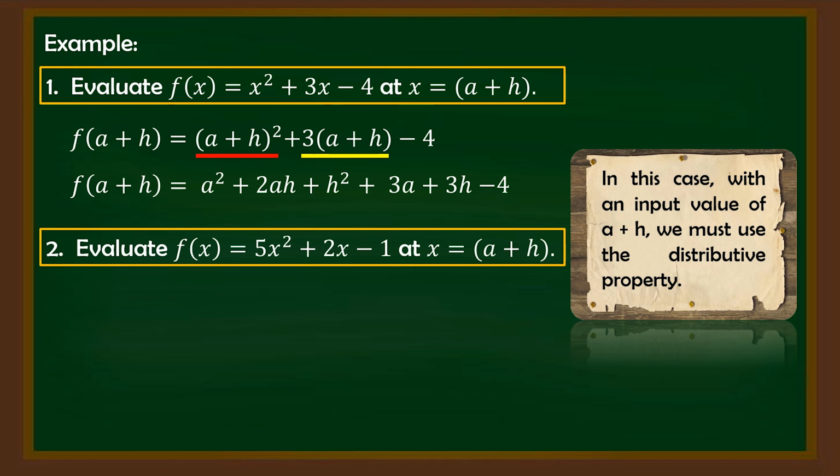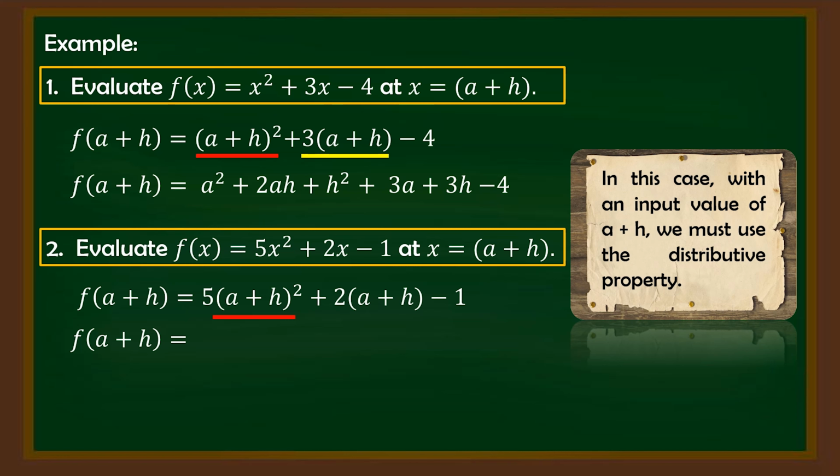Let's have the second example. Evaluate f of x is equal to 5x squared plus 2x minus 1 at x is equal to a plus h. Replace all the variable x with a plus h, so we have f of a plus h is equal to 5 times the quantity a plus h squared plus 2 times the quantity a plus h minus 1.